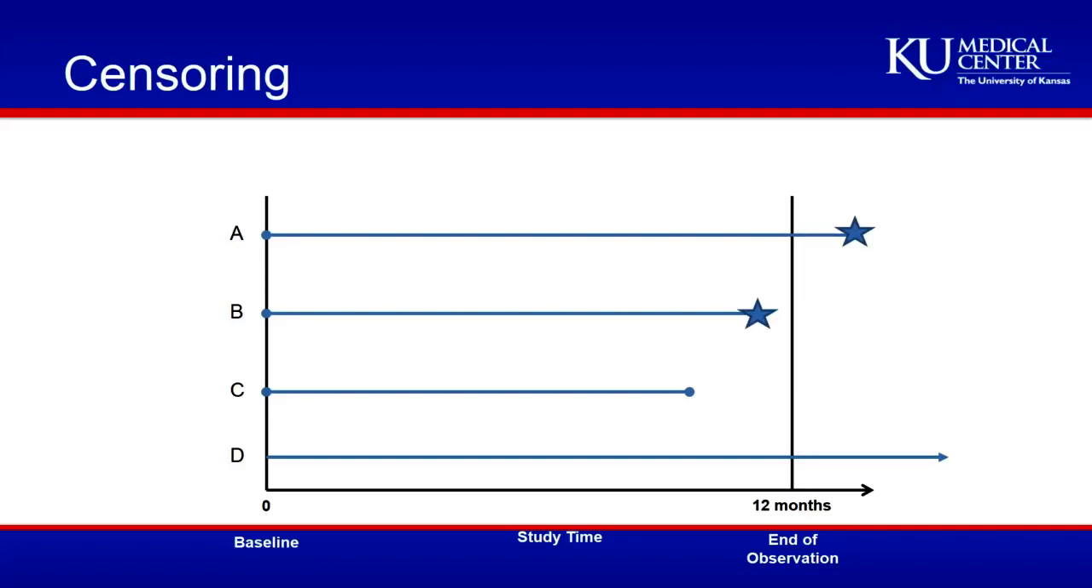And then D, even though D never has the event, whatever it may be, subject D's information is actually identical to subject A's within the study window. They both contribute 12 months of event-free information to my study, even though one has the event right after the 12 months and the other one doesn't.